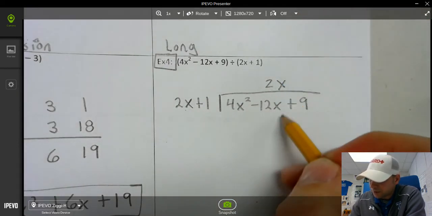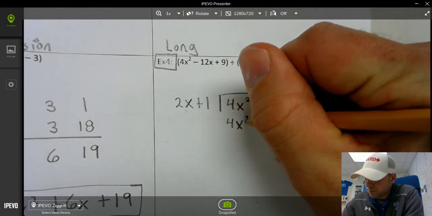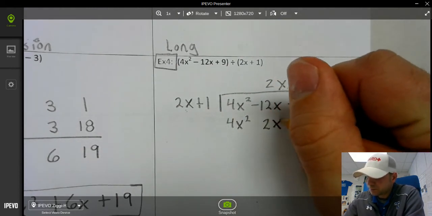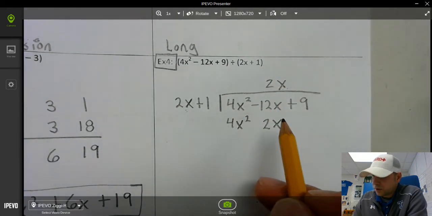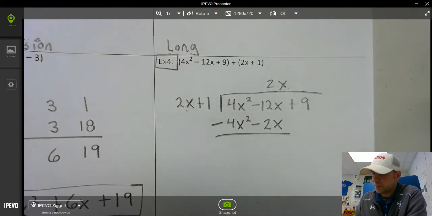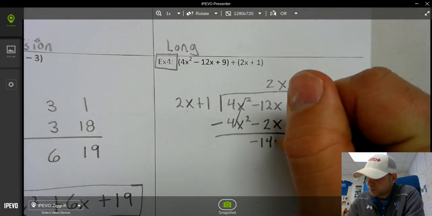Notice I'm keeping the x's lined up. Then you multiply 2x times 2x is 4x squared. 2x times 1 is 2x. Now, you subtract, so that cancels. This becomes negative 14x.